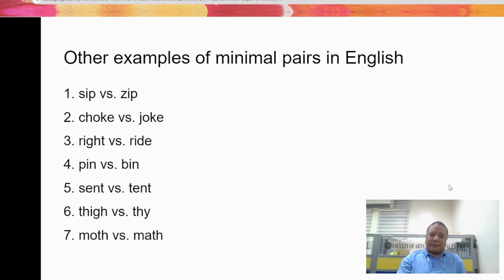Then we have right and ride. Here we show that t and d are separate phonemes. We also have pin versus bin. So p and b are separate phonemes as shown by these minimal pairs. We also have scent versus tent. These are two words that are exactly the same except in the place where you have the s and the t. We also have thigh versus thy. These two words show that the soft th and the hard th are separate phonemes in English. Then we have moth and math. These two minimal pairs show that the two vowel sounds are separate phonemes in English.